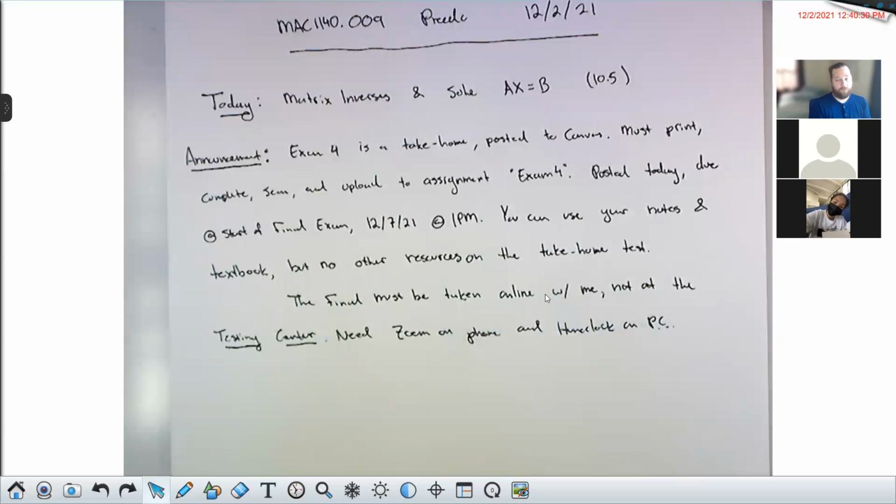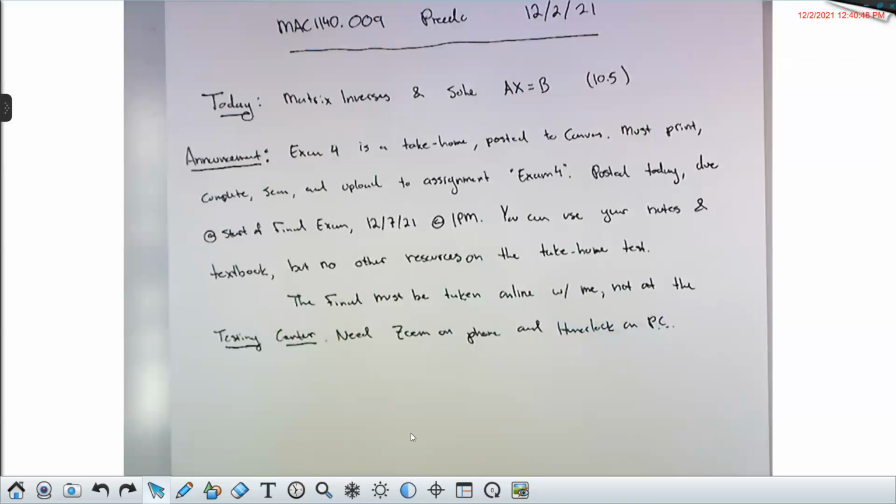Other things you will need, if you haven't been using Honorlock this semester, if you've been doing everything at the testing center, just as a heads up, you will need your Santa Fe ID or driver's license to verify your identity on Honorlock. That's it, right? Okay. So let's get into today's stuff.